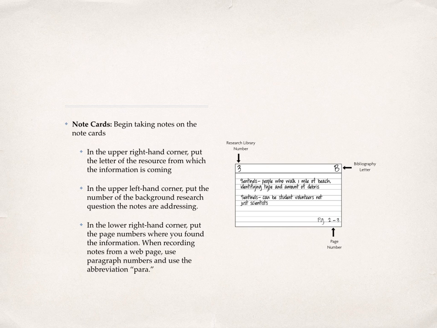And then you have note cards, so you begin taking notes on the note card. In the upper left-hand corner, you put the question. In the upper right-hand corner, you put the bibliography letter. And in the bottom right-hand corner, you put the pages that you got it from. If you're using a web page from the internet, please put the paragraph. Don't put the page, okay? And then in the middle, you're writing phrases in your own words about the information from the resources. Not in sentences, in phrases.